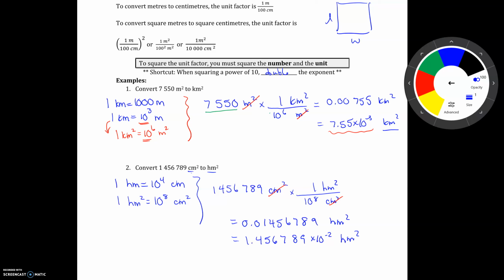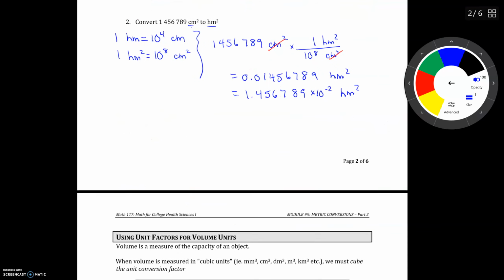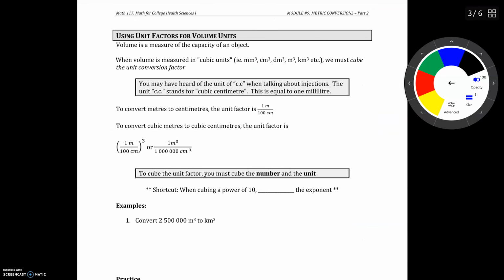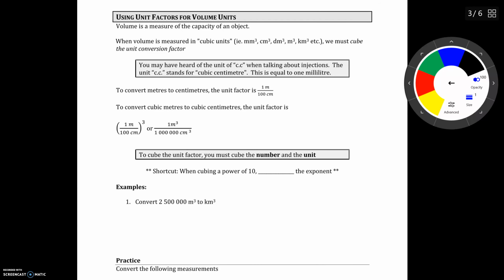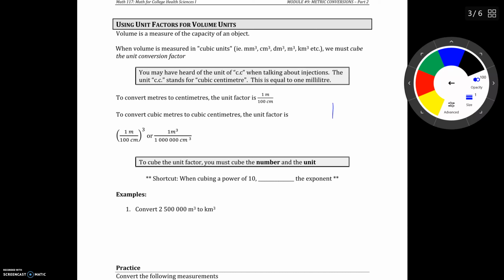Remember, as you're going through these lessons, to pause at any point to be able to do the work alongside and check your results. Okay, the next thing that we're going to consider is volume units. When we're dealing with volume, it's nearly identical to when we're dealing with area. The only difference is volume is in 3 dimensions. So we have a length, a width, and a height.